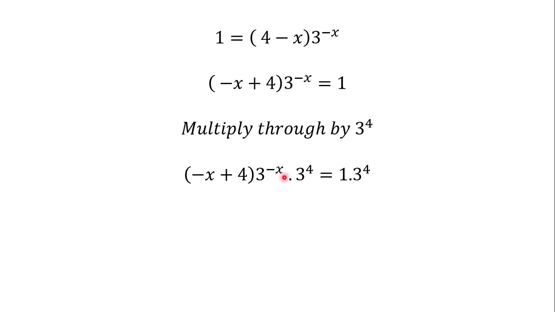So here, from the laws of indices, we will just add the powers. We add this one and then this one, which is minus x plus 4. And then here is 81. That is 1 times 3 raised to the power 4, which will give us 81, the same thing as 1 times 81.